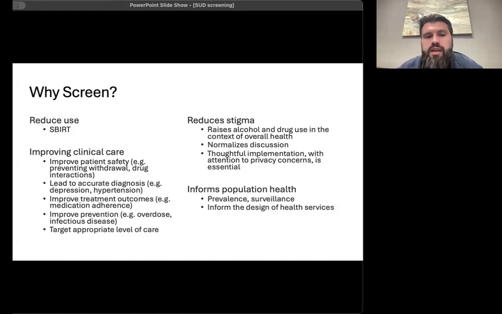Again, you improve prevention like overdose, like I mentioned, but also infectious disease, particularly hepatitis C, HIV, et cetera. And you can actually appropriately target where these patients should be going once you screen somebody. So you can refer them to the appropriate level of treatment to give them a little bit more help if needed.